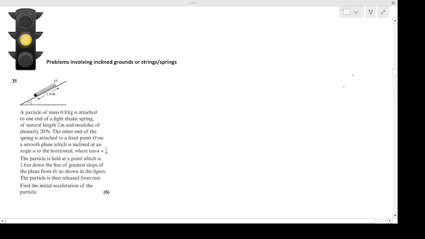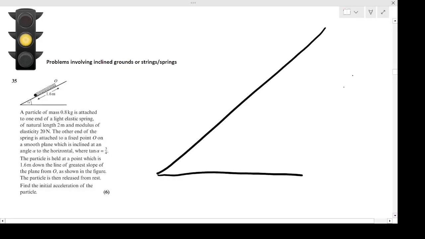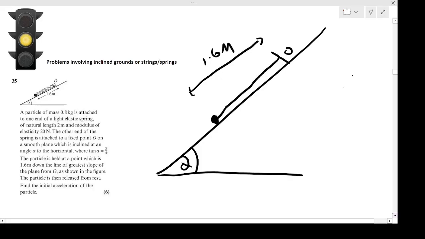Okay, so first of all, if I just redraw the diagram there, make it bigger, make it clearer. So we've got this spring, so it's at a fixed point O. So O here, up the plane, and then the spring then moves down like this. And then we have a particle at the end of it. There we are. I also know that the distance is 1.6 meters. The whole spring has length 1.6.